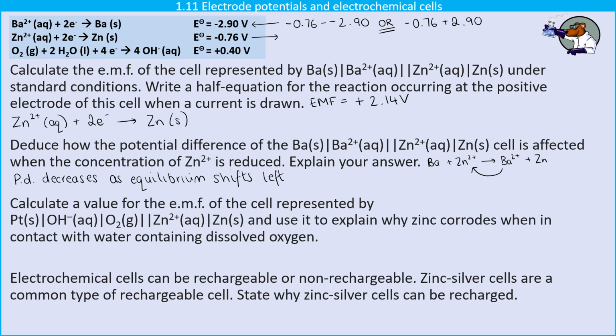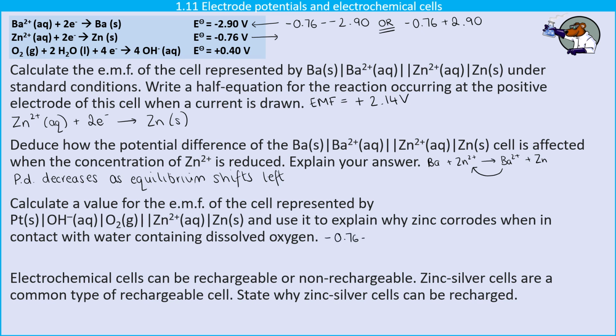Next up, we need to calculate a value for the electromotive force of the cell represented by this one and use it to explain why zinc corrodes when in contact with water containing dissolved oxygen. It's important that if you've been given the conventional representation for a particular cell, then regardless of which way round the reaction is, we're calculating the electromotive force in the direction that it's been given. So we remember that the right-hand side of the conventional representation is happening in the forward direction, and it's the left-hand side that's being flipped over.